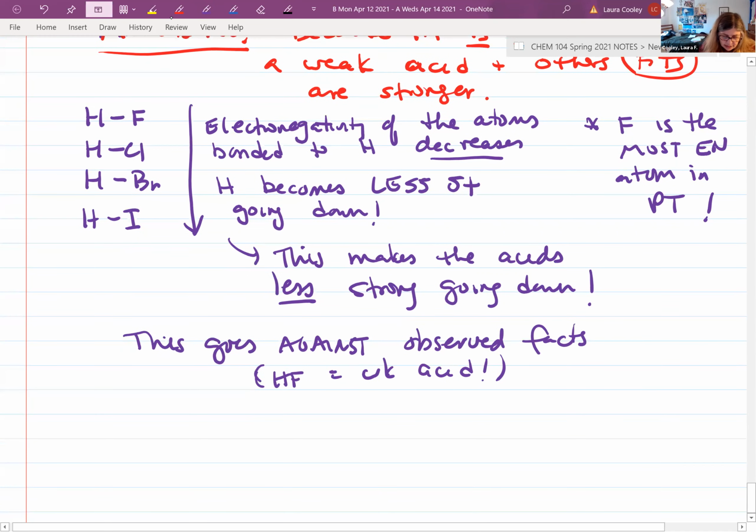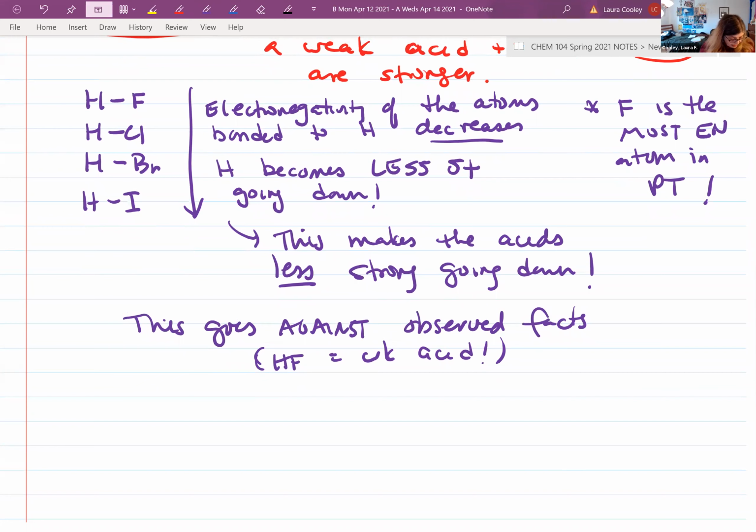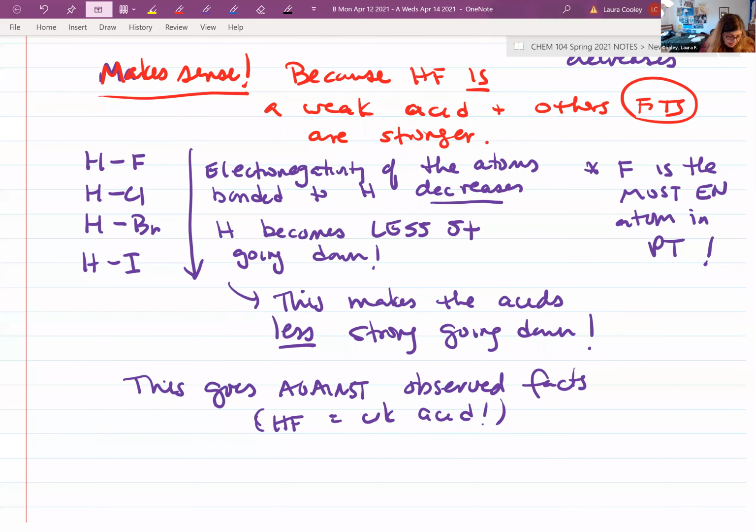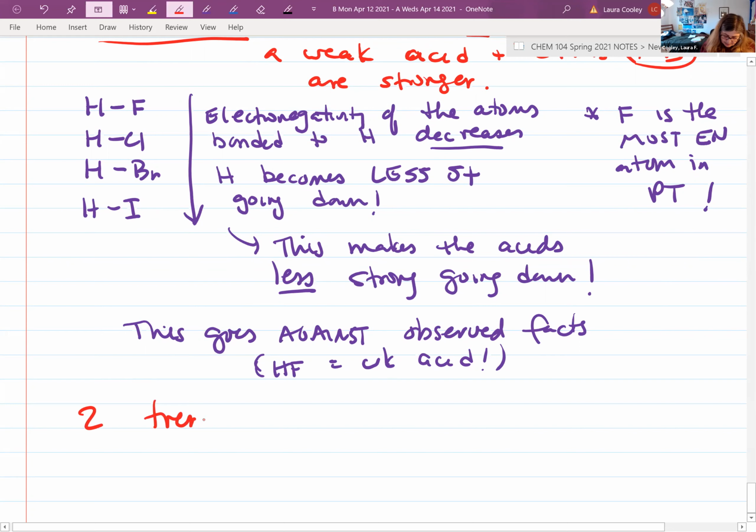Okay, so what's going on here? Like I said, in chemistry, sometimes it's things like this that make it more interesting. What the answer really is, is that even though fluorine is the most electronegative atom in the periodic table, it is the short bond length that makes that bond so strong that that is really the dominant factor. So I guess I would say here that we have two trends.